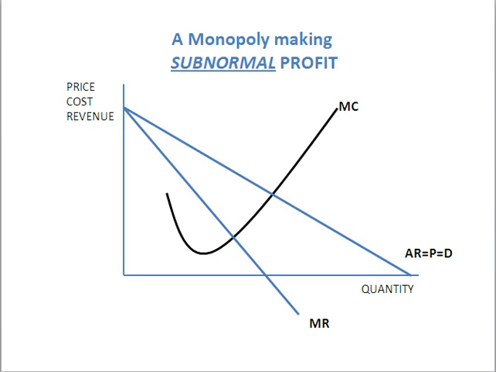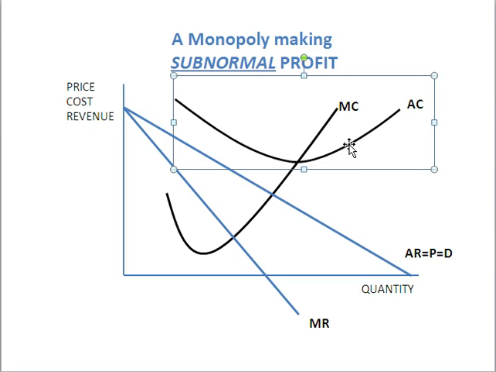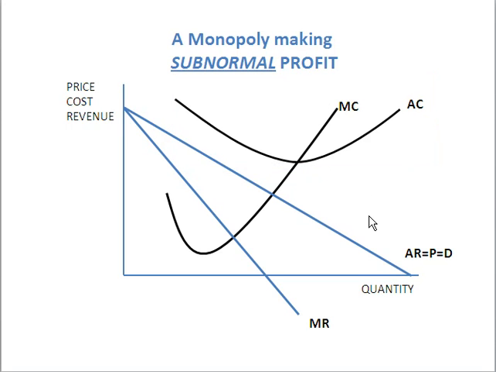So let's now look at a monopoly making a subnormal profit. The first step, once again, is that we have to pick up our average cost curve and place our average cost curve on the diagram. Now, remember that the key thing is the average cost curve must cut that marginal cost curve at its minimum point. So hopefully I've pretty much got that on its minimum down there, and you should be able to explain why. Most of you will know that now.